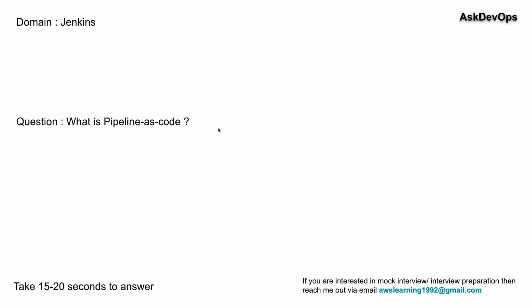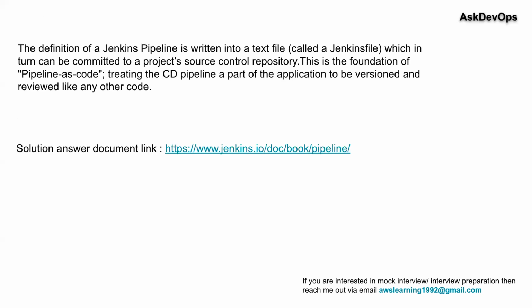The domain over here is Jenkins, and the question is, what is pipeline as code? Take 10 to 15 seconds to answer it, or think about this in your mind. What is the right answer for this? Okay, let's see what is the answer for this now. So the question is coming from the domain Jenkins, and the question is, what is pipeline as code? So the definition of a Jenkins pipeline is written into a text file. This text file is called a Jenkinsfile.